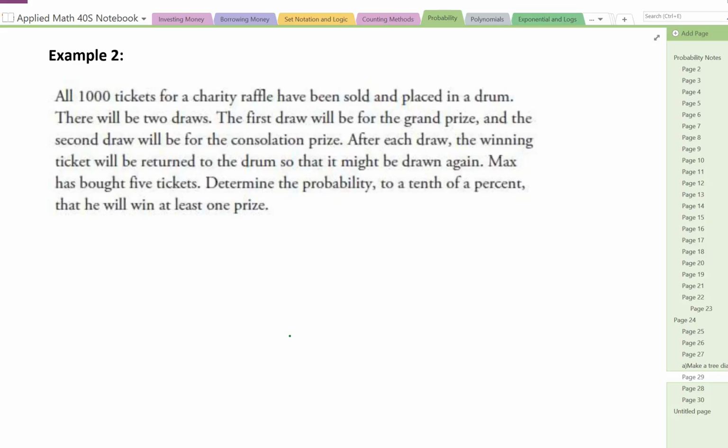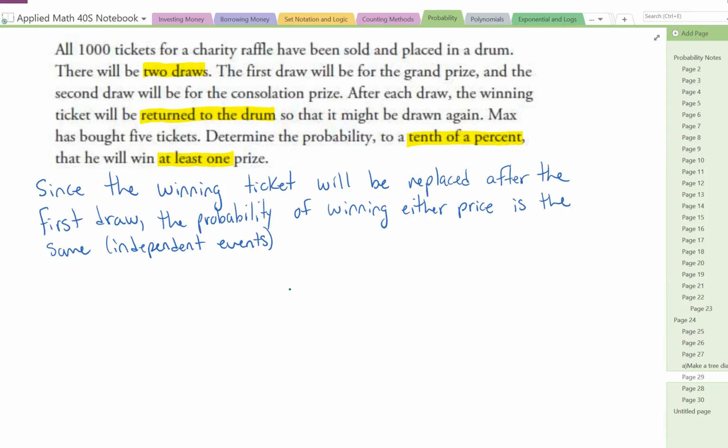So a couple pieces of really important information. So the return to the drum part, right? If it wasn't returned to the drum, then it would be a dependent event. But because it's returned to the drum, everybody has a chance of being drawn again. There'll be 2 draws, so it's not just 1. There'll be 2 draws, grand prize, and the second draw will be for the consolation prize. And then to 0.1%, that's just a reminder piece. And then lastly, the at least once probabilities. And remember we did that earlier. Okay? So I just made a note here.